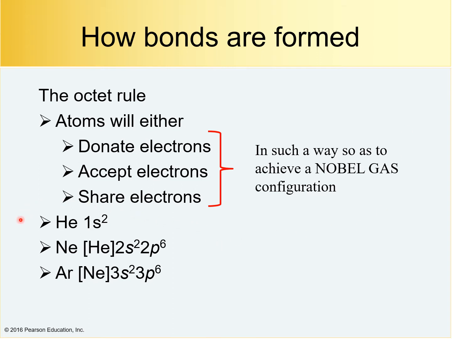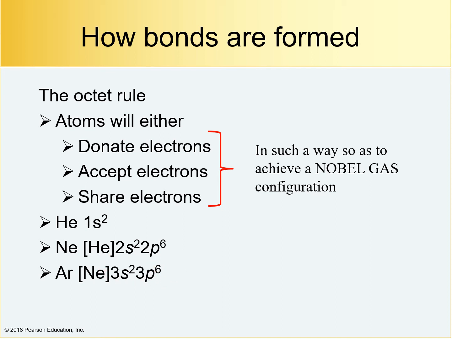So I've listed here the electronic configurations of the first three noble gases. This is in group 8 of the periodic table, the very rightmost column. And you can see the 1s2 is helium. It has a filled shell. Neon starts with helium, and then we have the 2s2, 2p6. So we have 8 electrons in this valence shell. Argon starts with the configuration of neon, and then we have a 3s2, 3p6. So again, 8 electrons in the valence shell.